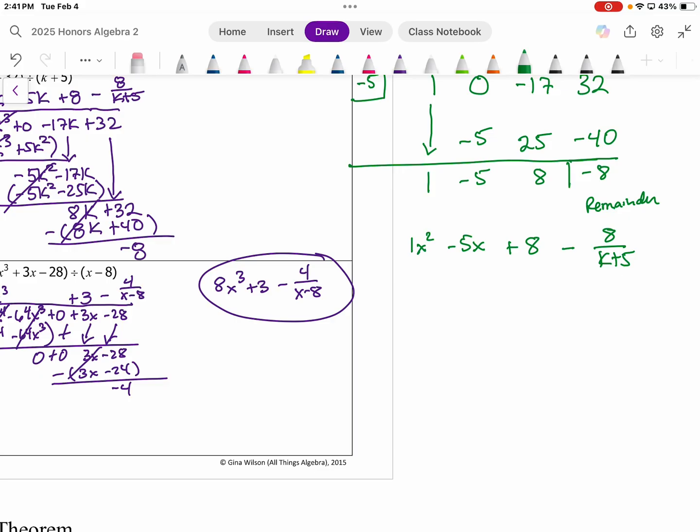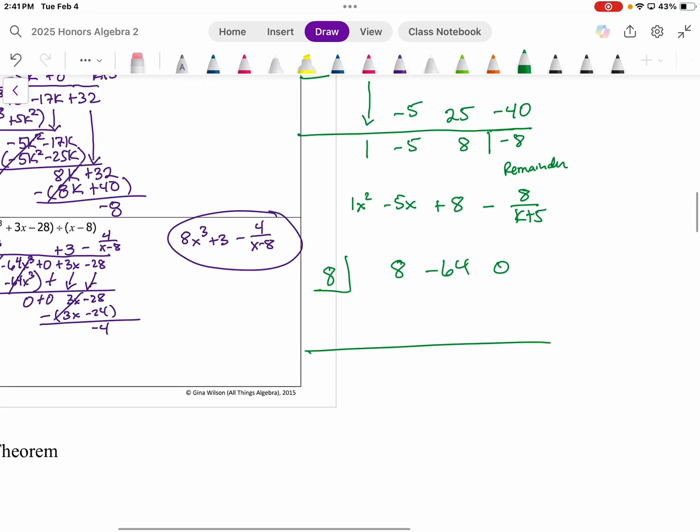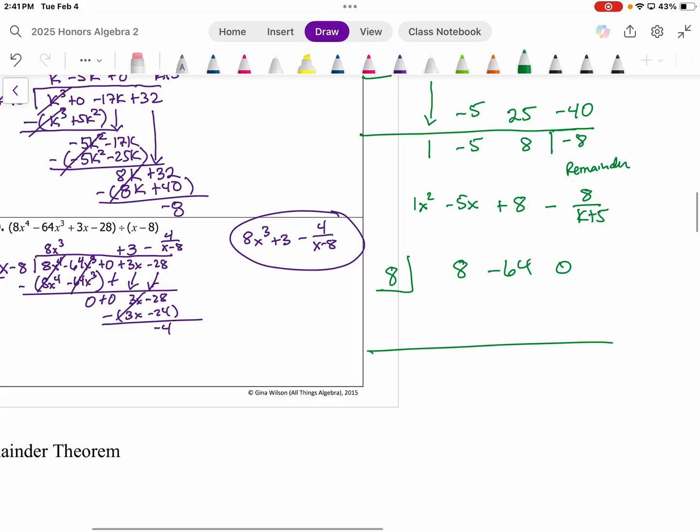I'll do that one real quickly for you. As we set it up, 8 goes in the box. We have 8, negative 64, 0, 0. Oh, sorry, just 1, 0. Then 3 and negative 28. I know my remainder is down there, so bring this down.